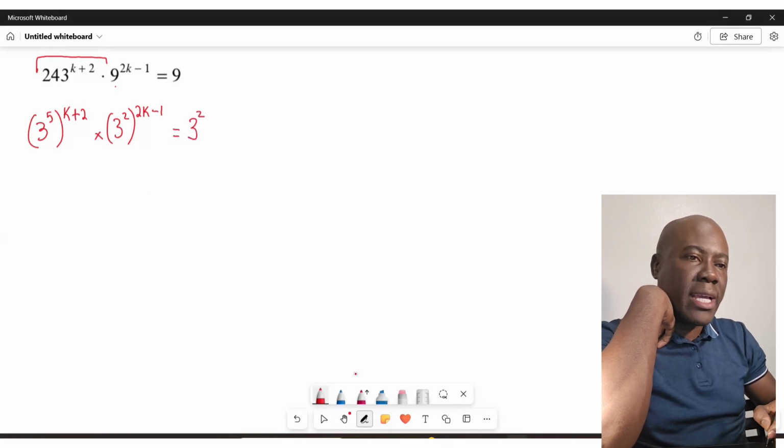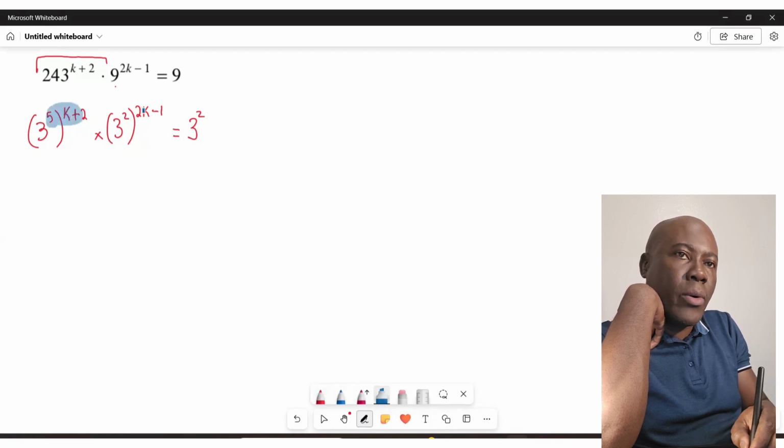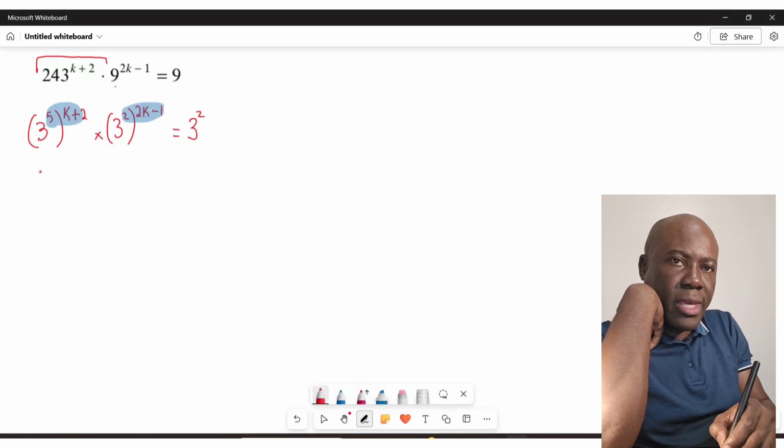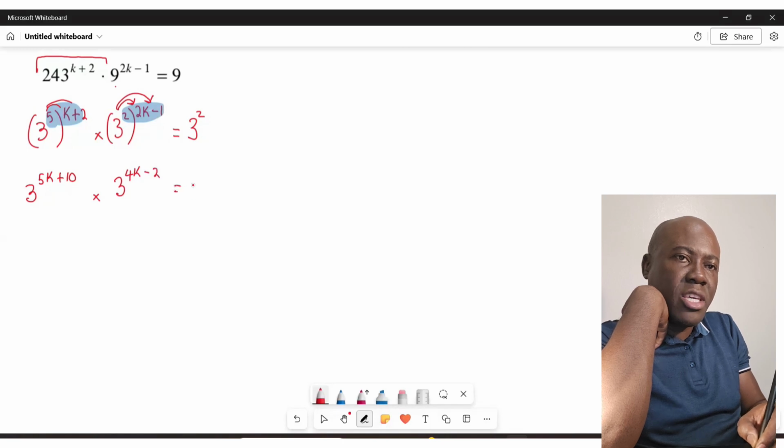Now let us deal with our exponent, because when a power is raised to a power, you multiply the powers, and we're going to employ that right here. So with this said, we're looking at 3 raised to the, so we're going to have to distribute here. So that is 5k plus 10, and then this multiplied by, we're going to distribute here. So this is 3 raised to the 4k minus 2, and this is equal to 3 raised to the second.